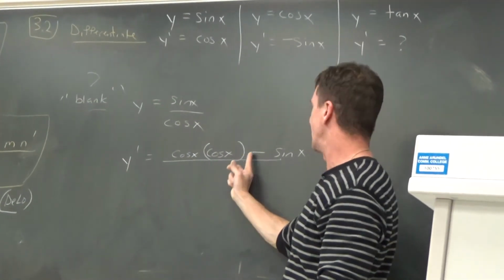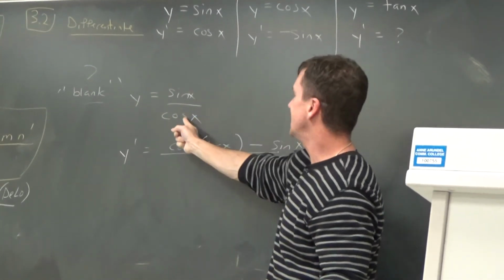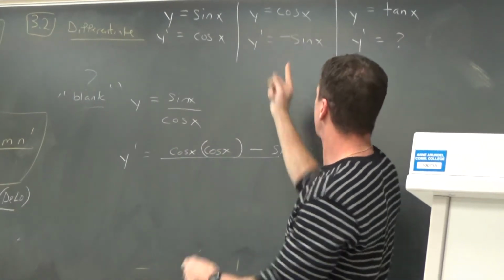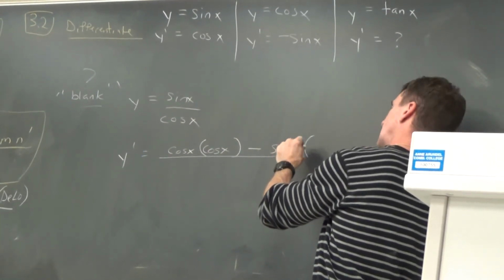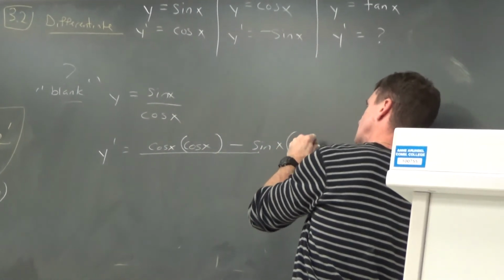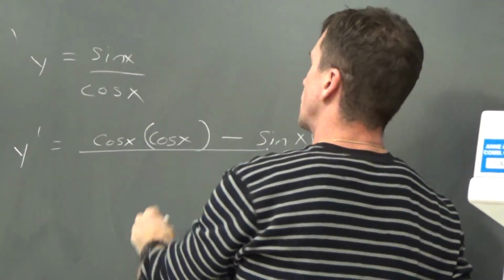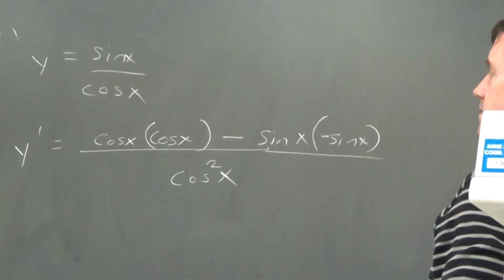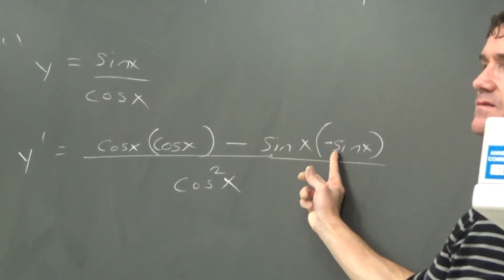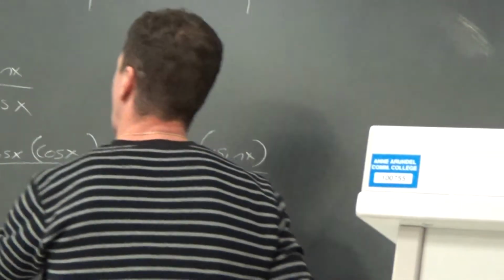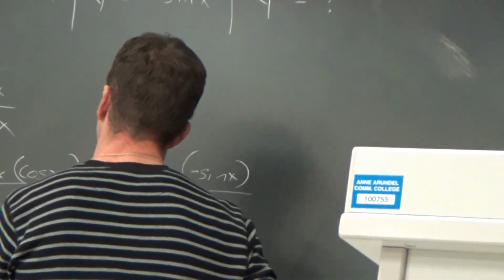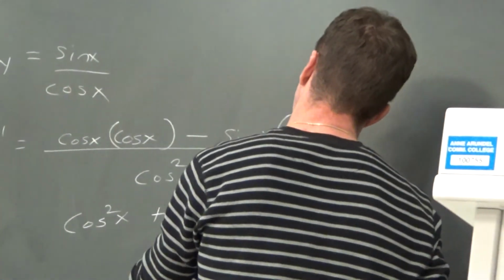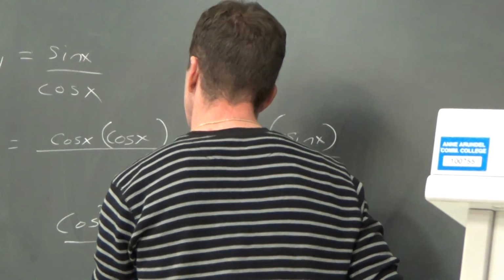So all I'm doing here is the math proof, right? Low, D high minus high, D low. Now what's D low? What's the derivative of low? Negative sine x. So we're going to get negative sine x times a negative sine of x, which just makes it positive, all over low, cosine squared x. What's a negative times a negative? Positive. So I've got cosine squared x plus sine squared x all over cosine squared x.